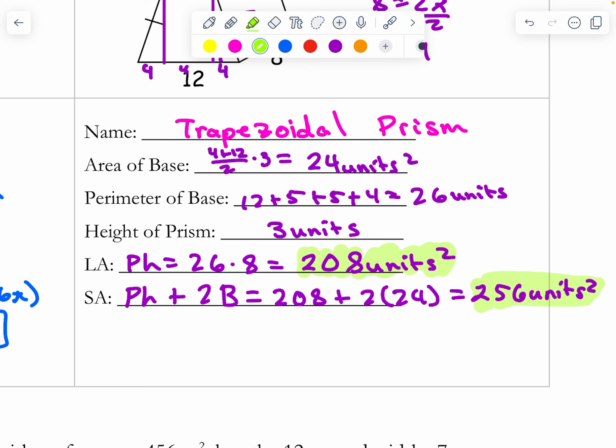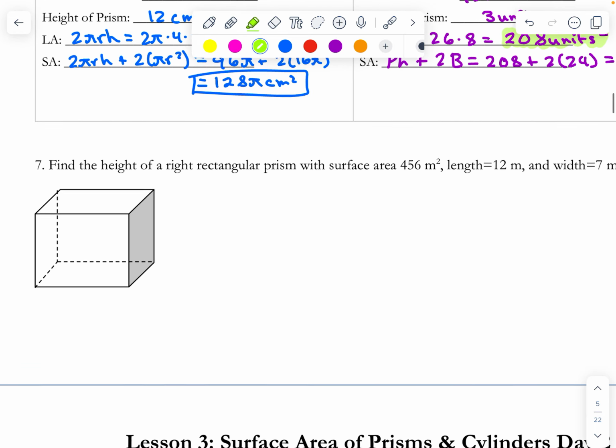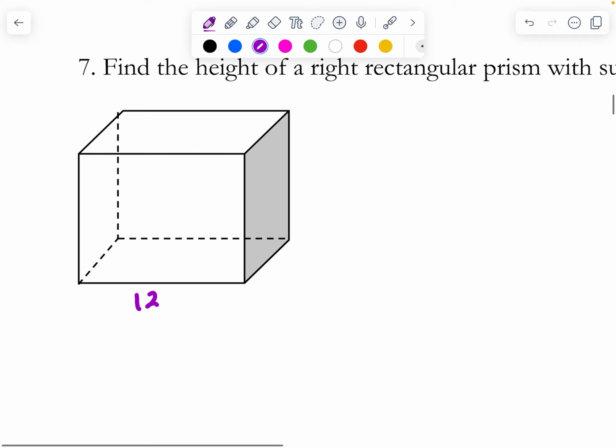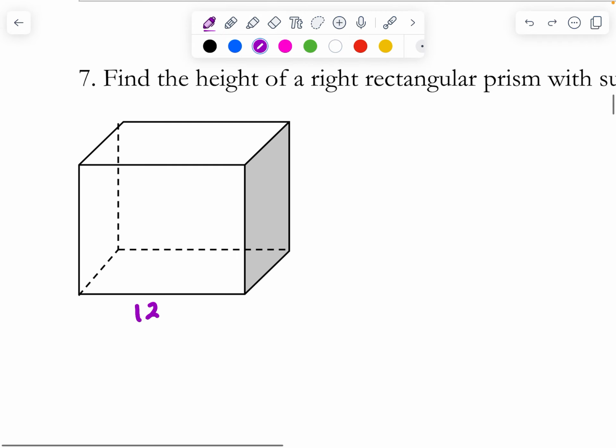Great. So we're almost done. We've got one more left. It's going to be this type of problem here. Find the height of the right rectangular prism with surface area of 456 meters squared. Length is 12. Width is 7. It doesn't matter how you do it. It doesn't have to be to scale, but I'm going to put the longer side down here. And this was in meters, and 7 meters. And h is going to be my height here.